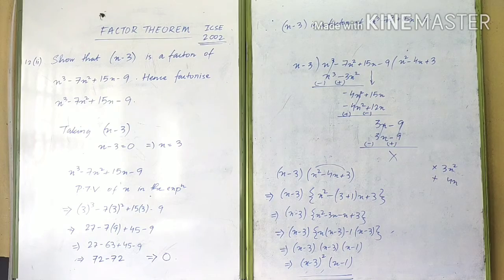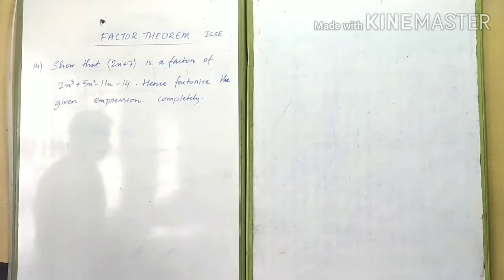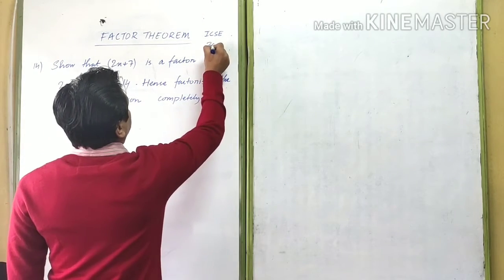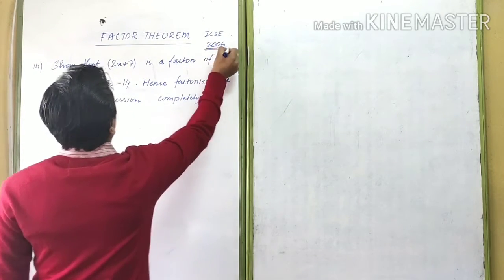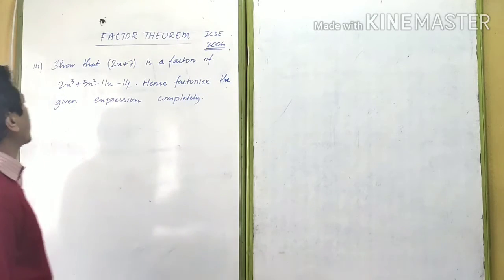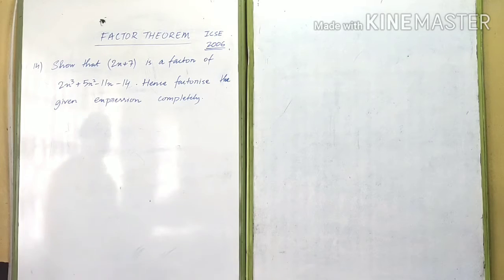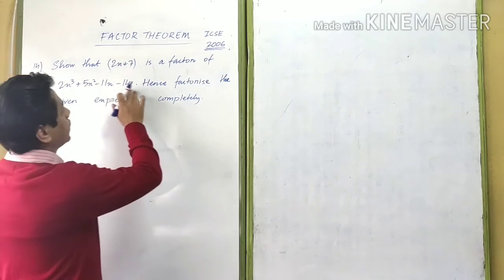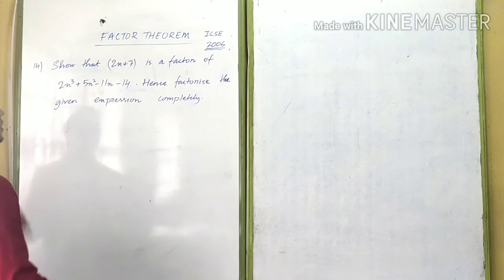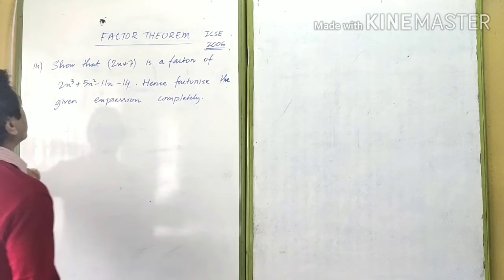Let's do one more sum. So our next question is an ICSE question, 2006. The question is, show that 2x plus 7 is a factor of 2x cubed plus 5x square minus 11x minus 14. Hence factorize the given expression completely. So we are going to do this sum just in the same way we did the earlier sum.